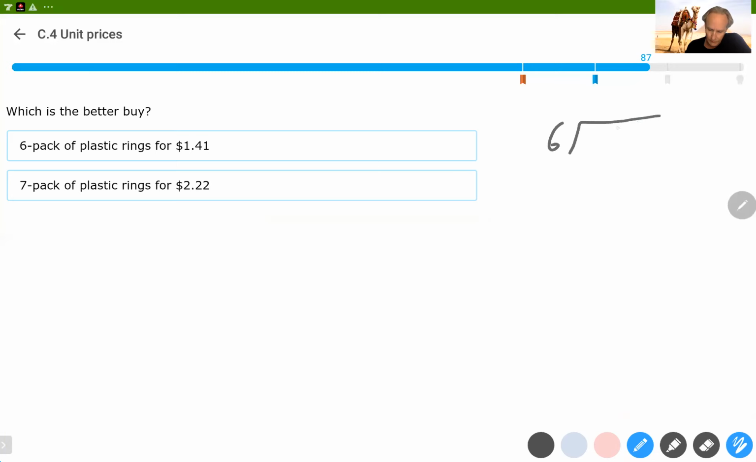6 into $1.41 goes 2 times. That's 21 left, and that's 3 times. And there's a 3 left, and it goes in 6 into 35. So it's 0.3235, and 7 into 222 goes in 3. Wow. And that is 12, and that is just once, and then 7, 1, and so on. But of course, this is less expensive.